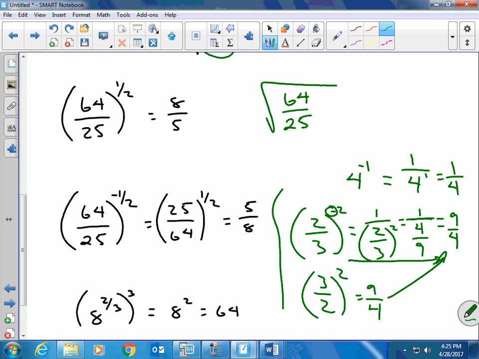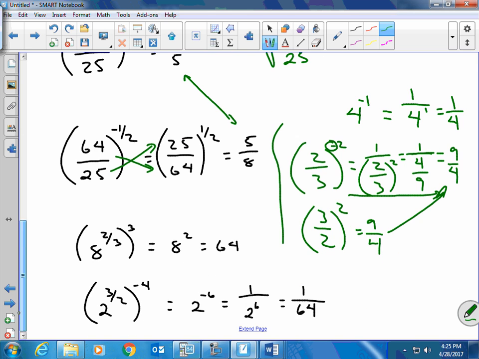So let's go back to what I had over here. 64 over 25 to the negative 1/2 power. My negative flips that. And so I get 25 over 64 because it flipped the fraction. Now I just deal with the square root like I did before. And my answer is simply just a reciprocal of what I had before.